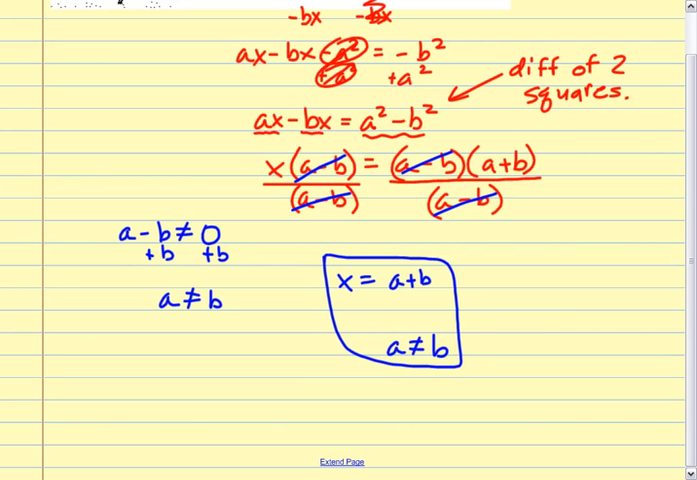All right? Excellent job, folks. You're ready. I mean, that's it. Remember, solving for a variable doesn't necessarily mean that it's going to give us a number. It's going to tell us what that variable equals. That variable here is equal to a plus b.